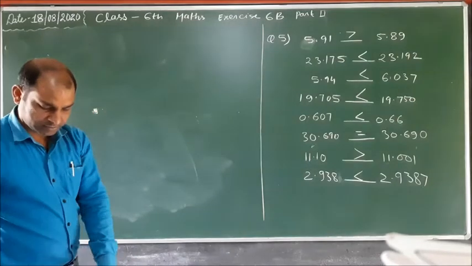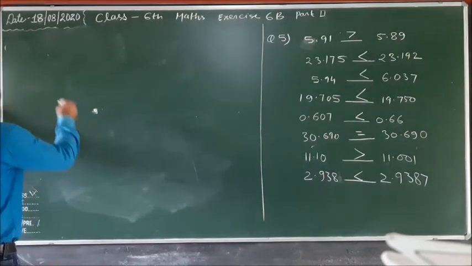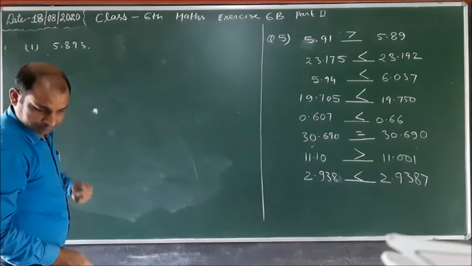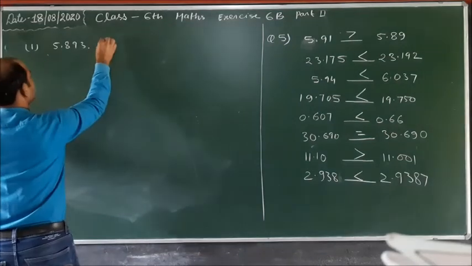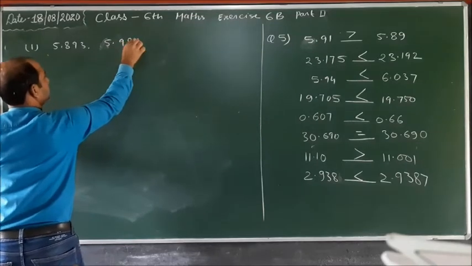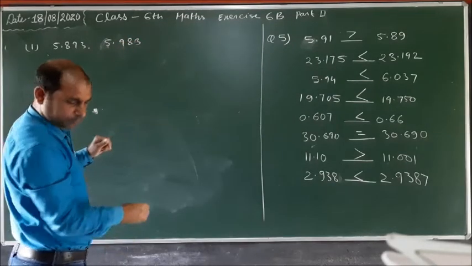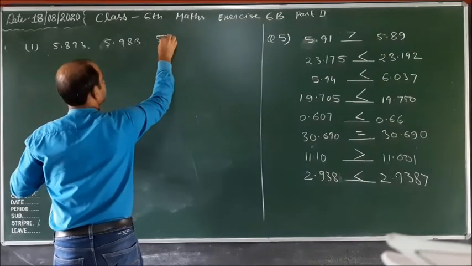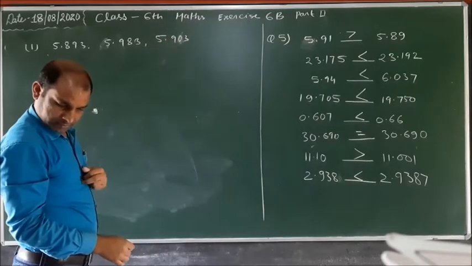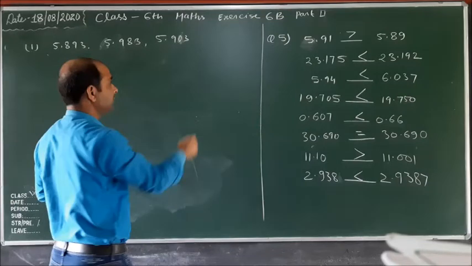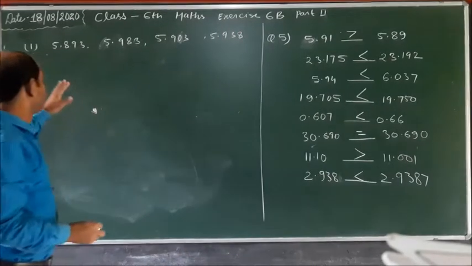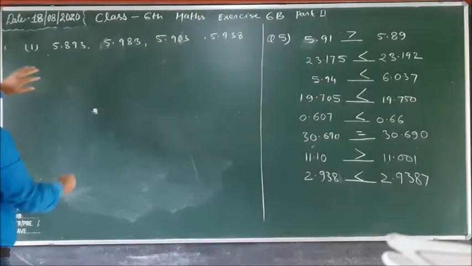So first, the numbers are 5.893, 5.983, 5.930, 5.903 and 5.938. Now first we write the greatest number. Which is the greatest number?